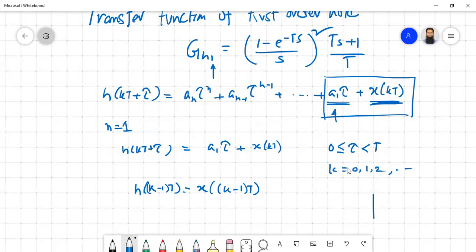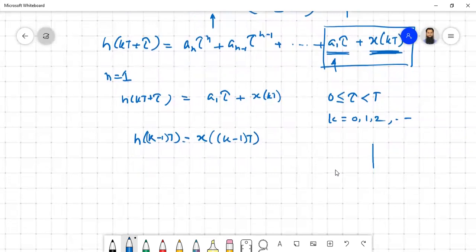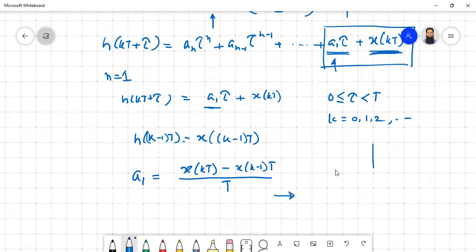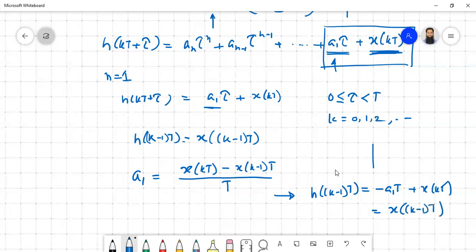So from this idea, the definition, and from the slope equation, we can also find out the value of a1. The value of a1 can be figured out as the slope from the current sample value to the next sample value, over the time period in between. Based on that, we have h((k-1)T) giving minus a1 T plus x(kT), which is eventually nothing but x(k-1). So these are mathematical things, but the bottom line is that we are interested in the magnitude, which can be found from the slope of one sample to the next one.